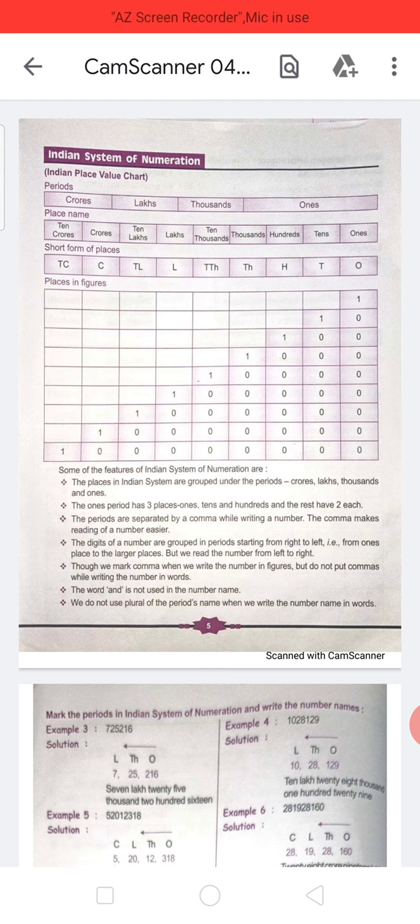Before I start this class, I want to say that when I solve any question in this video, you have to write these questions in your class copy, and also the definitions. I will tell you which questions you solve in the book and which questions you solve in your homework copy.